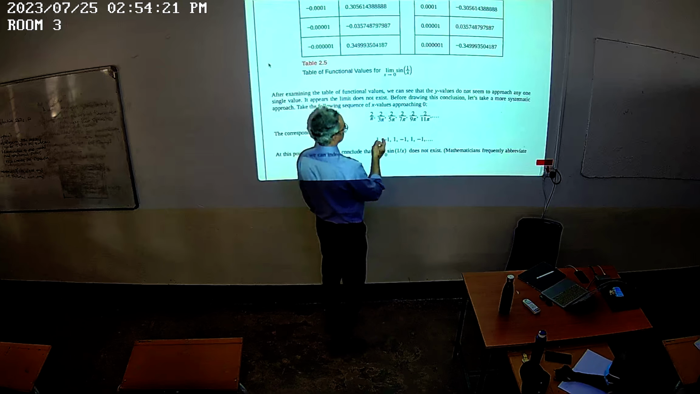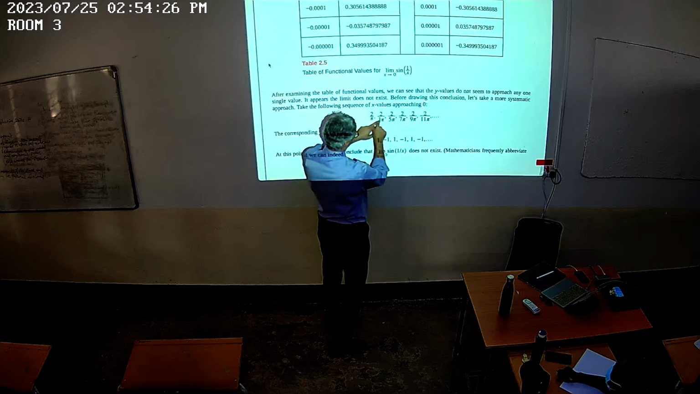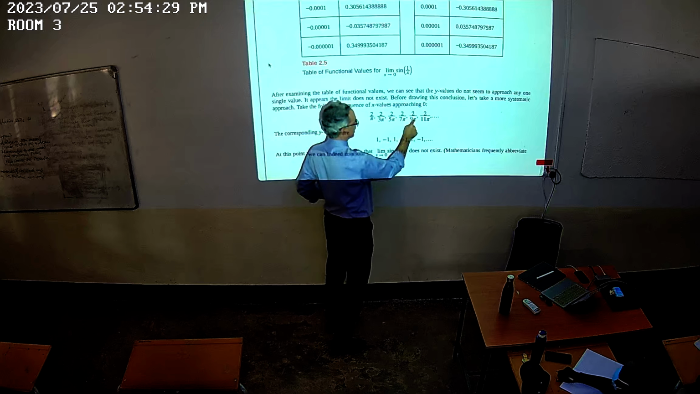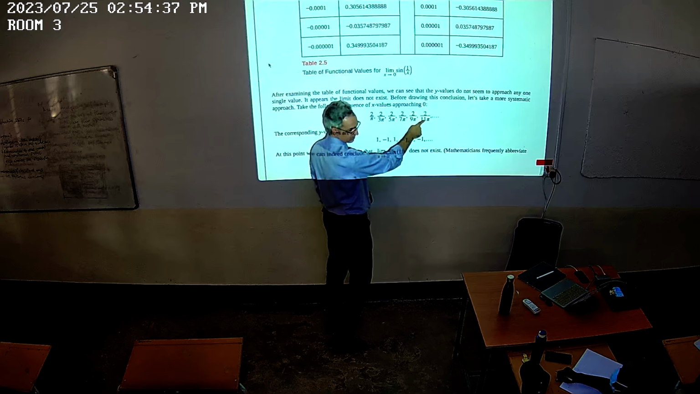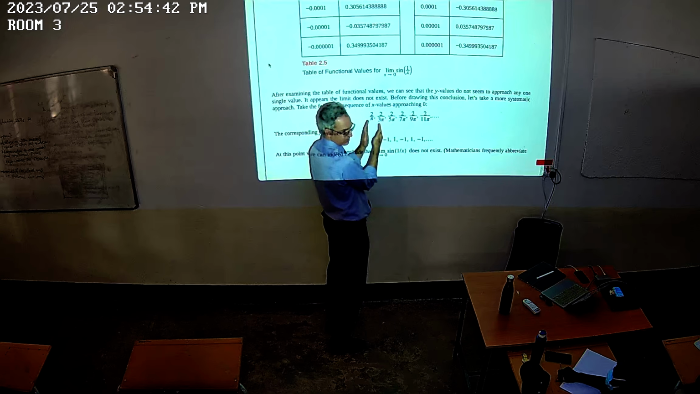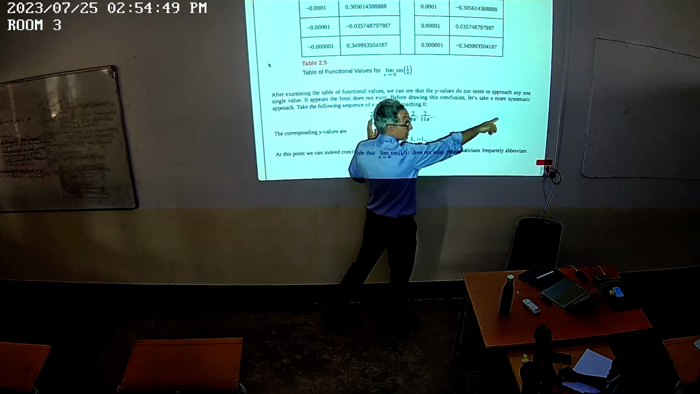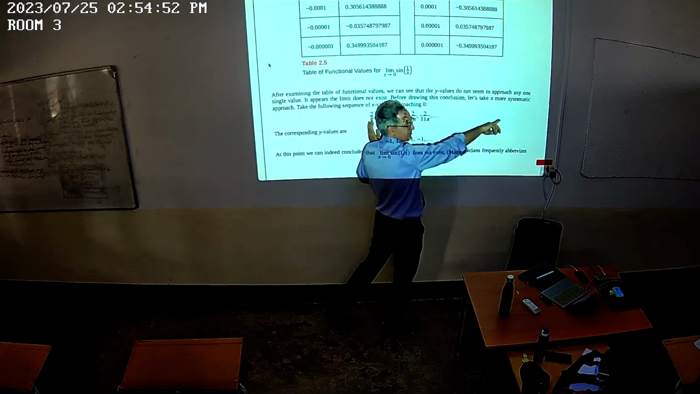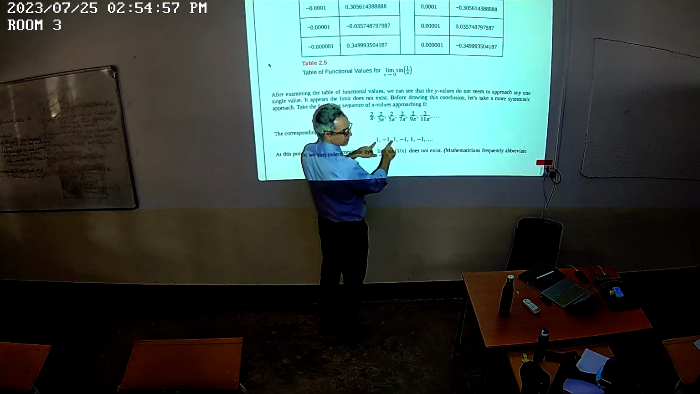Now, these values of x are 2 divided by pi, 3 pi, 5 pi, 7 pi, 9 pi, 11 pi. I'm dividing by a bigger and bigger number. What happens if you're dividing by a bigger and bigger number? Then this is getting smaller and smaller. So the x's are getting smaller, which means they're getting closer to 0. Right? They're getting closer to 0, and I can go as far as I want. I can make this very, very close to 0. And I'm still going to have 1, minus 1, 1, minus 1.